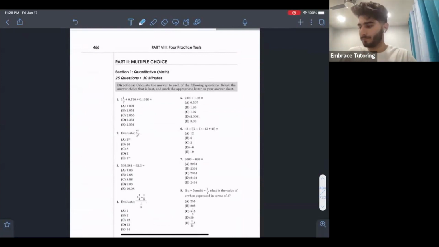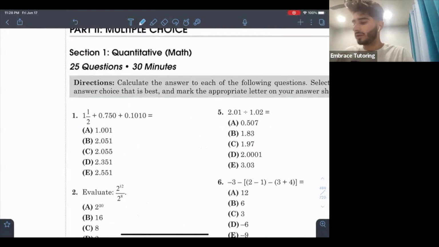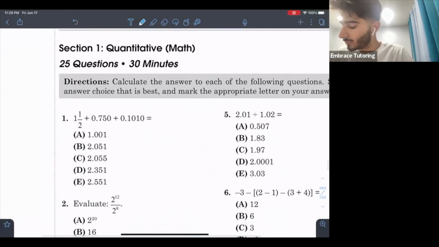Let's get started. Question 1. You have 1.5 plus 0.750 plus 0.1010. So how would you solve this problem? You would solve this problem by making sure you're aligning all the decimal points.